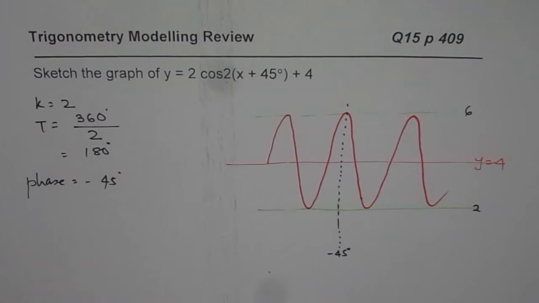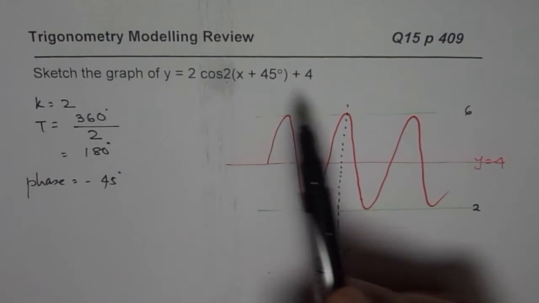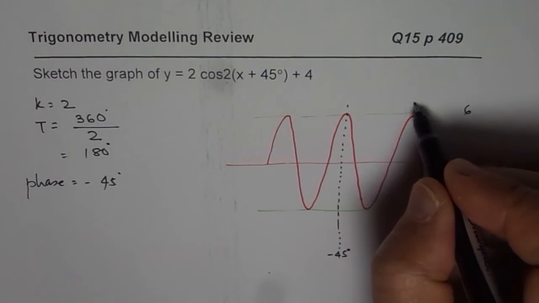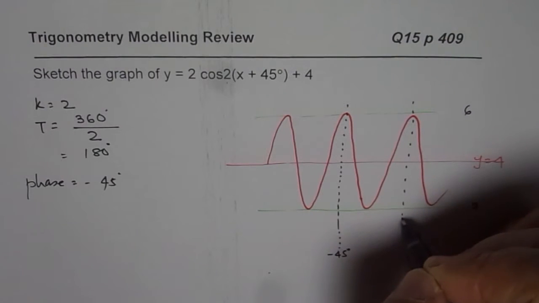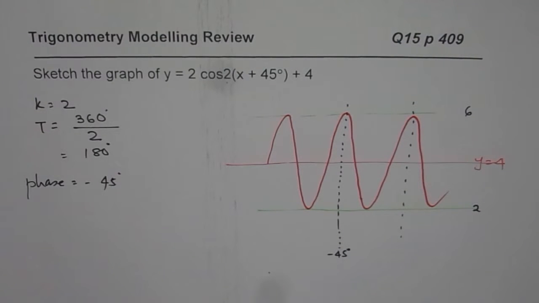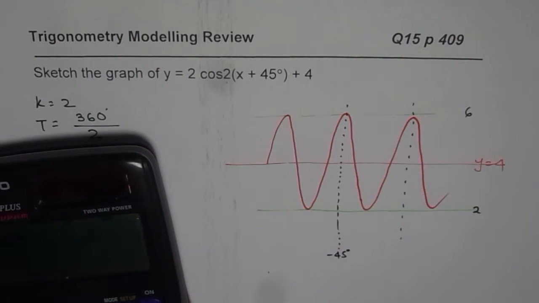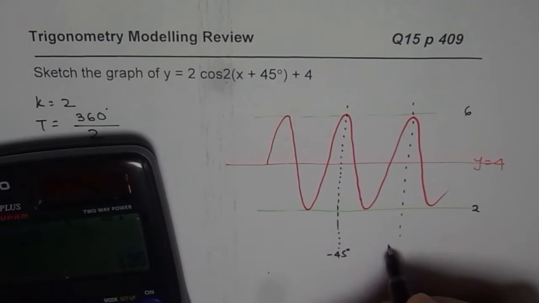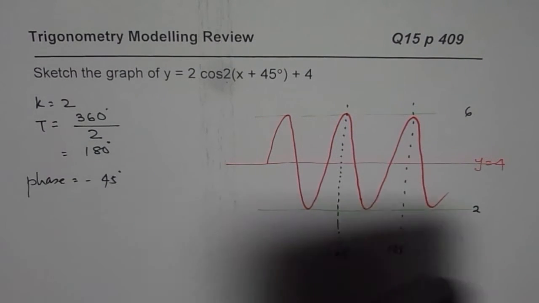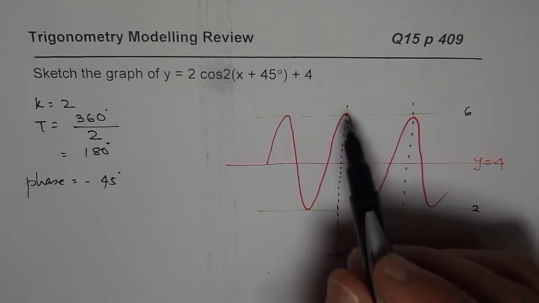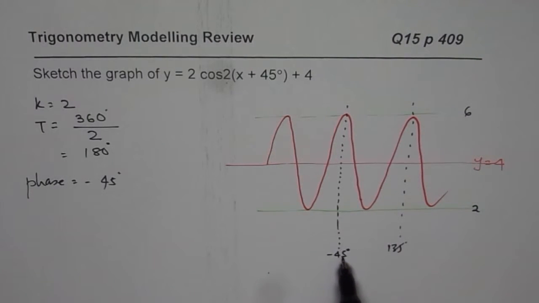I'm just looking at the scale. So the maximum, because a cosine function always starts with the maximum, is at minus 45. And the time period is 180, right? So the next peak should be 180 away, right? So that means this point is 180 minus 45. That is 135 degrees, correct? So what you are looking for in your graph is that your first maximum is at minus 45, the next maximum is at 135, correct?